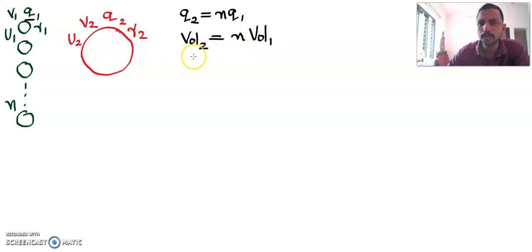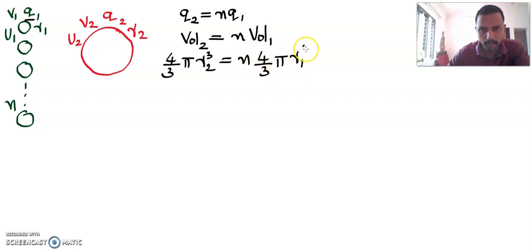The liquid drop is spherical. Therefore, what's the volume of a sphere? Volume of a sphere is 4 by 3 pi R cube. Since it is the bigger liquid drop, R2 cube. We will have to write 4 by 3 pi R2 cube for volume 2 is equal to n, written as n itself. What's volume 1? It should be 4 by 3 pi R1 cube. Is that clear? Then you could see we could cancel this 4 by 3, 4 by 3, pi, pi.